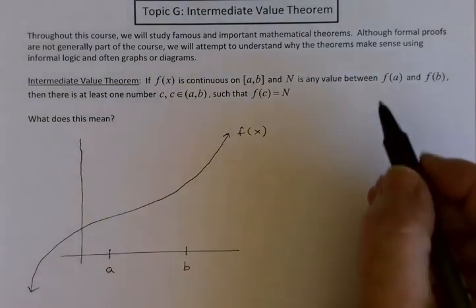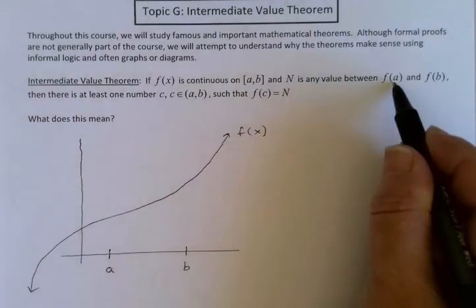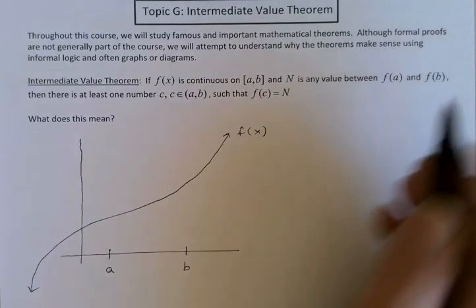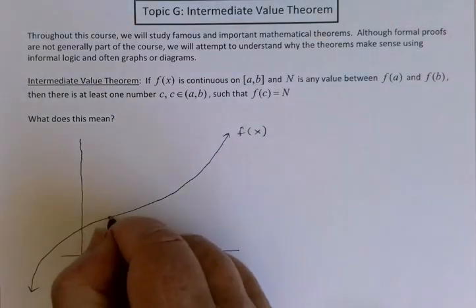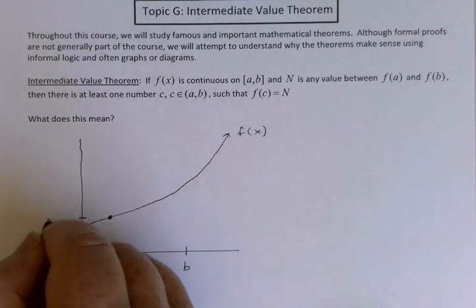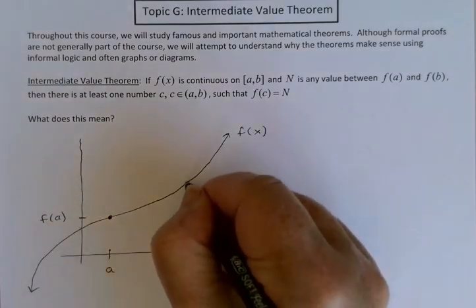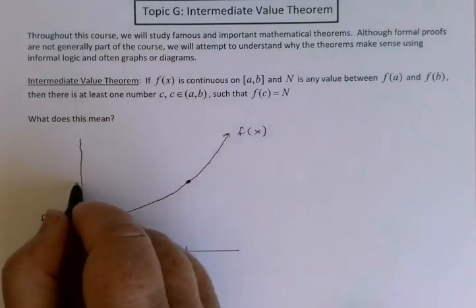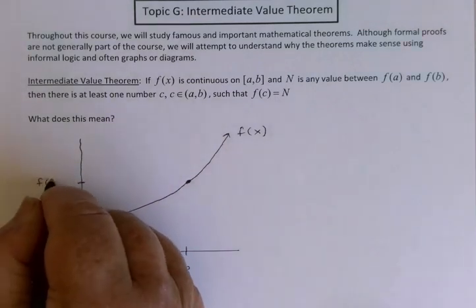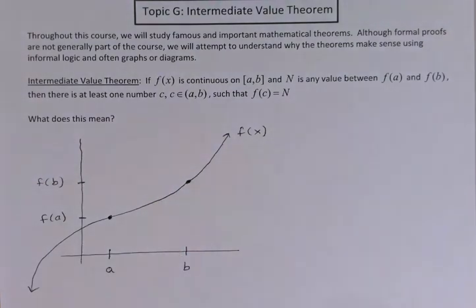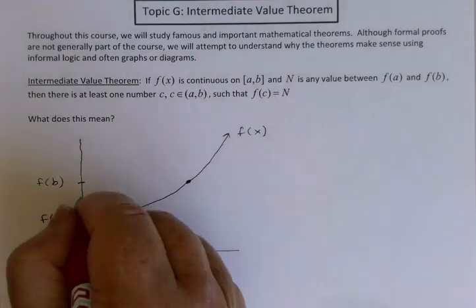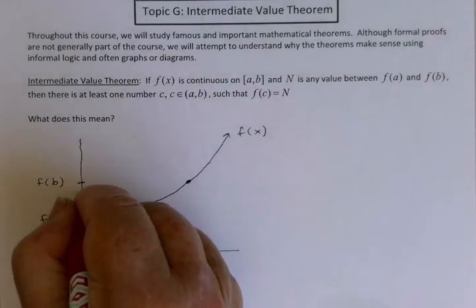All right. N is a value between f of a and f of b. So f of a would be this y value right here. And f of b would be that y value right there. Pick n to be any value between f of b and f of a. So let's just say n is here.